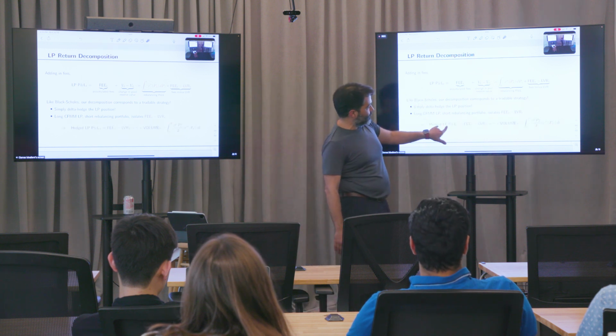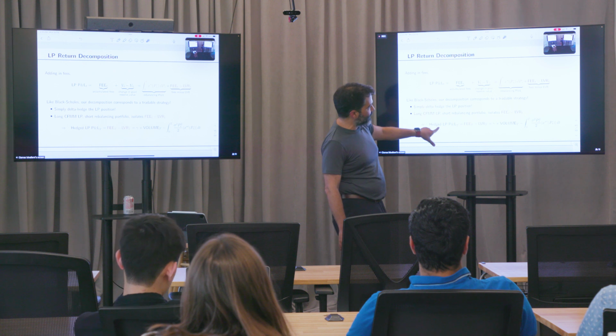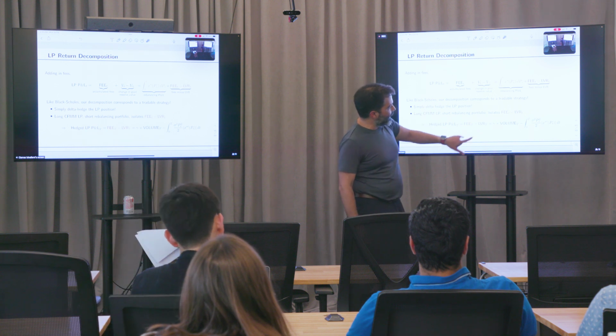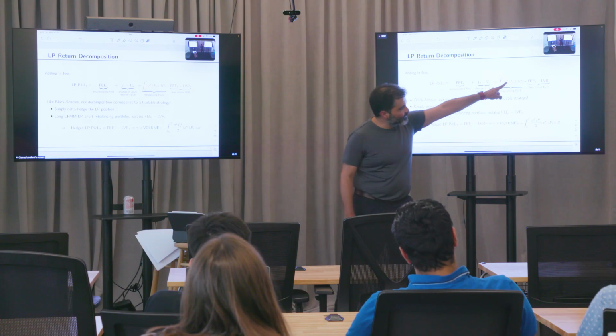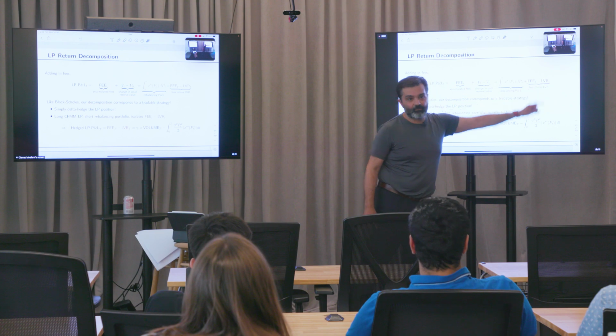And I will come up with a delta hedged P&L. Again, exactly as in the Black-Scholes model, where my income is coming from the fees and my costs are coming from the LVR. So this is exactly what I advertised to you at the beginning. This is the LP P&L decomposition. This is the market risk. This is the trading fee income. This is the adverse selection cost.